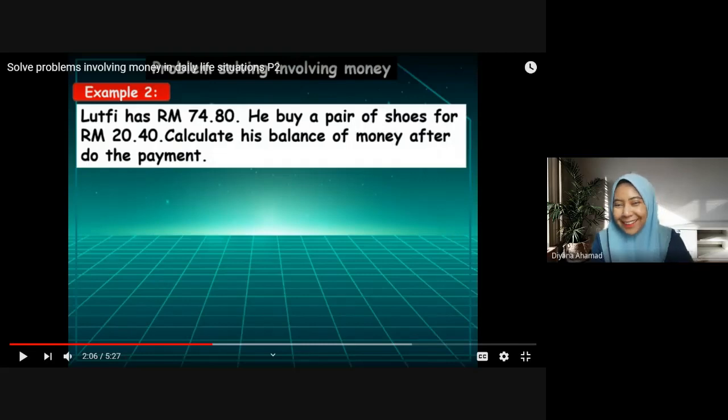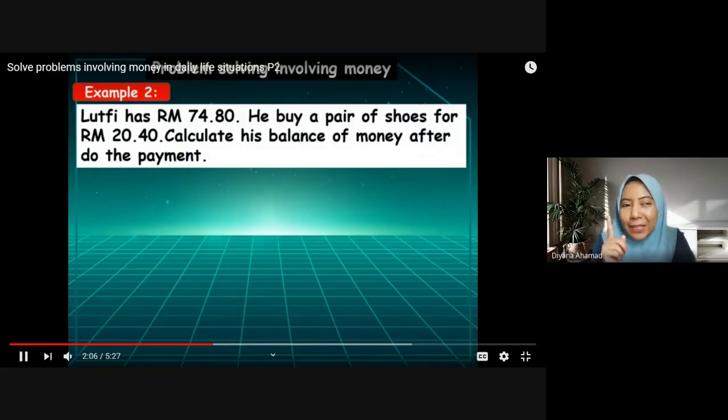Lutfi has 74 ringgit 80 cent. And then he buys a pair of shoes, and the price is 20 ringgit 40 cent. And then you need to calculate his balance of money after the payment. You remember, anak, we learned about what topic when you need to find the balance of money? Subtraction, right? Minus.